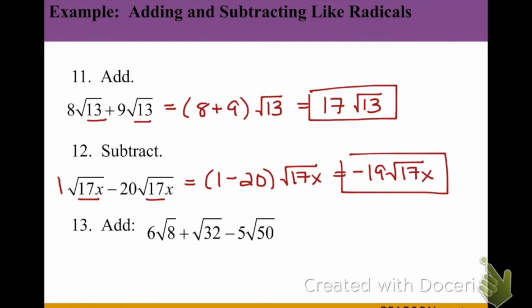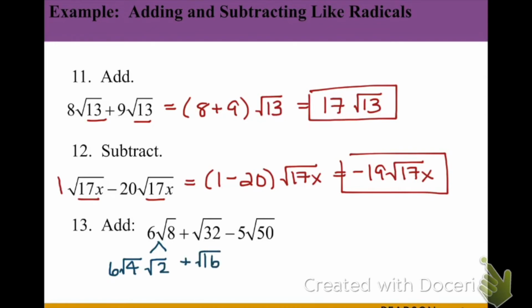Now, in our next example here, we have 6 square root 8 plus square root 32 minus 5 square root 50. If we look at this right now, we notice that none of the bases of the radicals are the same. So what we want to do first is simplify those by breaking them down using those perfect squares. For example, in this first one, we can break down that square root of 8 into square root 4 times square root 2.